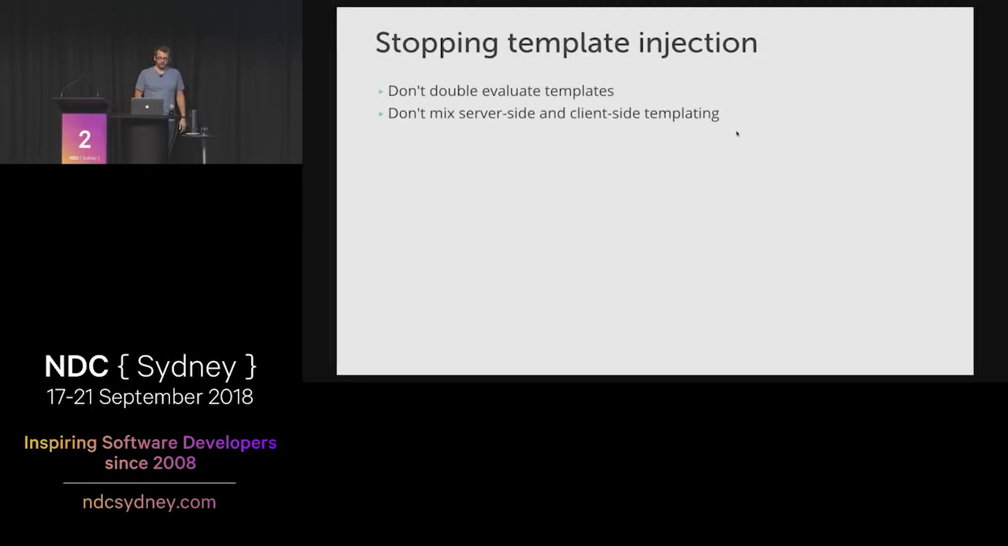So if we're going to stop template injection, we need to make sure we don't double evaluate these templates, and mixing server-side and client-side templating is also a really bad idea. And this was actually in the documentation for Angular for a long time. But in the end, they decided just to drop the entire sandbox because people find bypasses for these sandboxes all the time. Don't mix server-side and client-side templating.